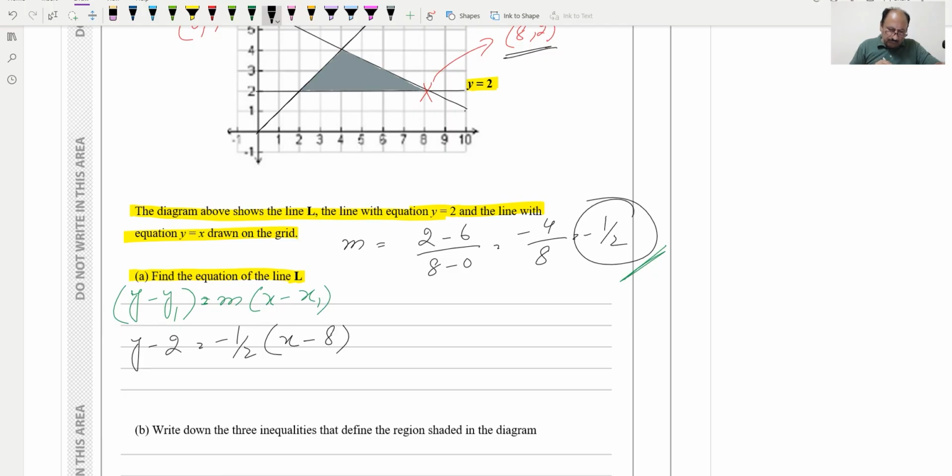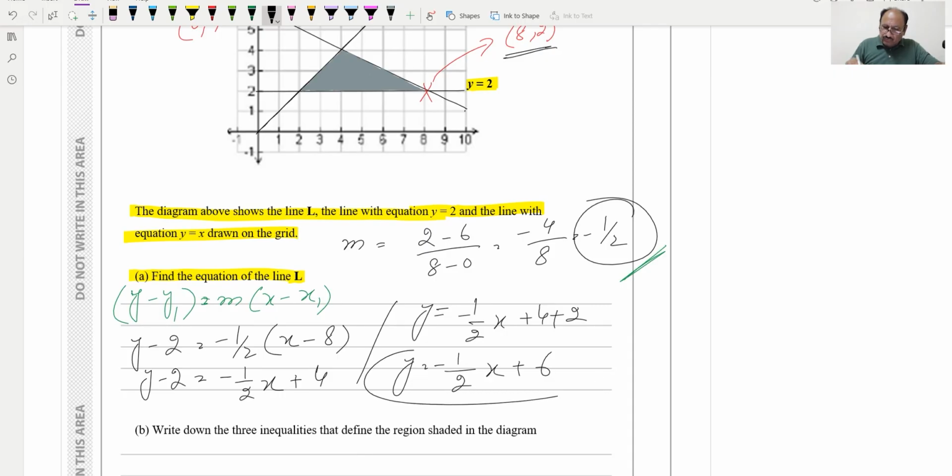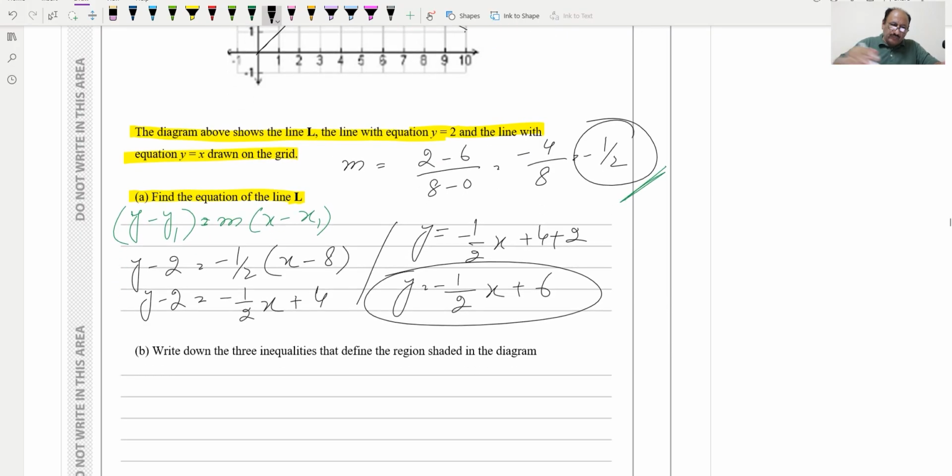Now we can multiply, so y minus 2 is equal to minus 1 by 2x plus 4, and then finally y is equal to minus 1 by 2x plus 4 plus 2, and y is equal to minus 1 by 2x plus 6, and this will be the final equation of line L, which we have done.